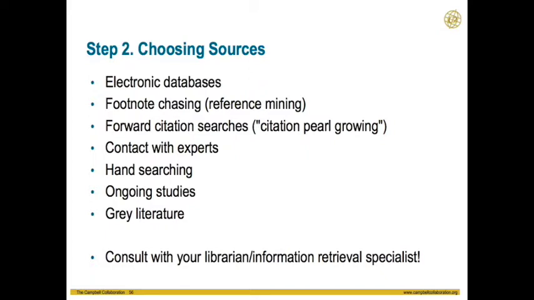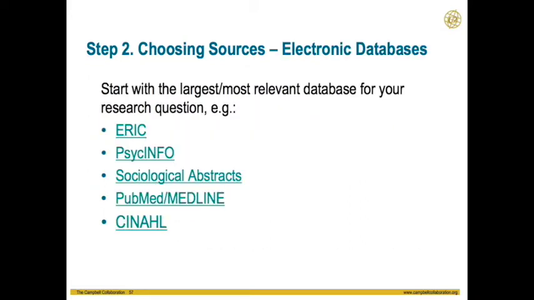In terms of choosing sources, most of you probably have databases that you're familiar with and use, and those will depend on your content area. Those electronic databases like PubMed and ProQuest are going to be the main sources of your literature search. Again, 75% to 90% of your citations will probably come from one of those electronic databases. But, as I said, diversity is the key, so we're going to talk about some other methods in just a minute for identifying studies.